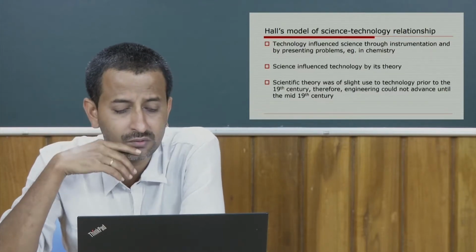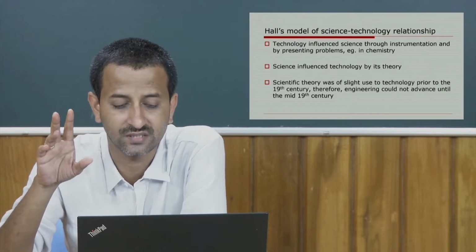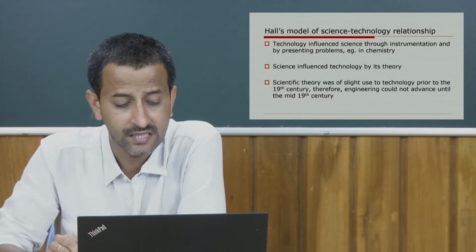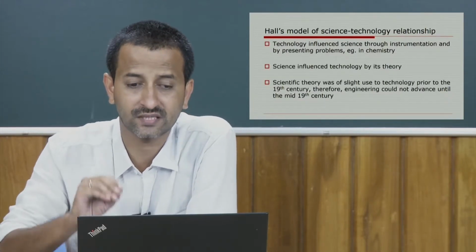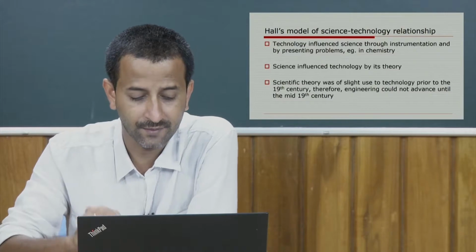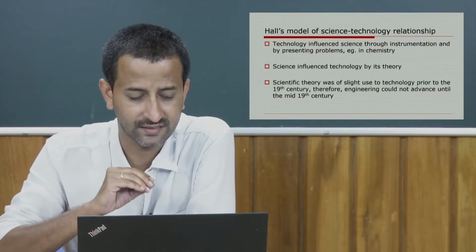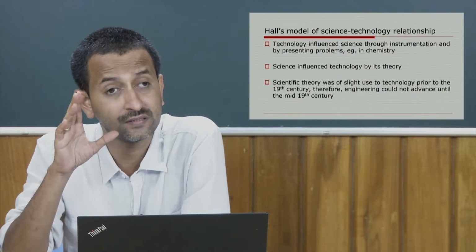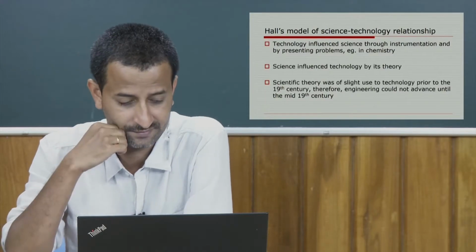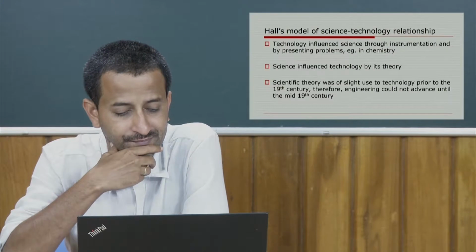But Hall's work was not simply negative. He constructed a sophisticated model of science-technology relationships. In a sense, it is a standard one now in use. Technology influenced science through instrumentation and by presenting problems in less developed sciences like chemistry. In the 1950s and 1960s, facts and experimental procedures were borrowed also.